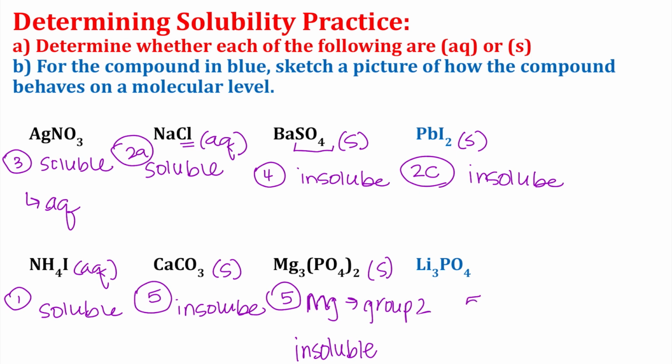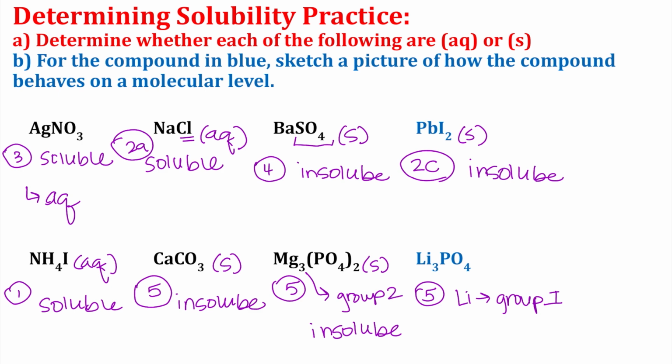Lithium phosphate, again a phosphate, that's our rule 5, but lithium is in that first column. It is a group 1 metal, meaning it fits the exception, and so it is soluble, and we would see that lithium phosphate having an aqueous state of matter.